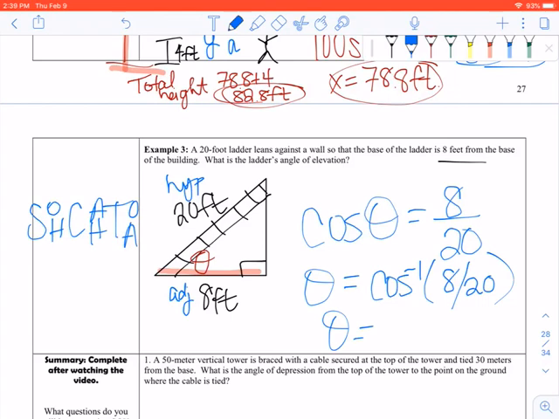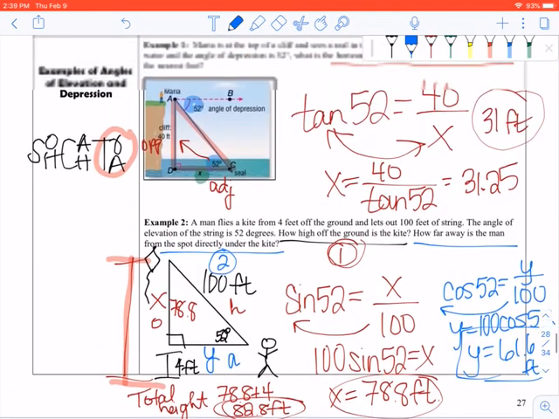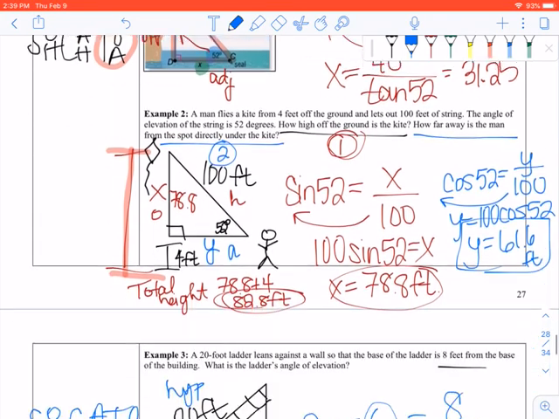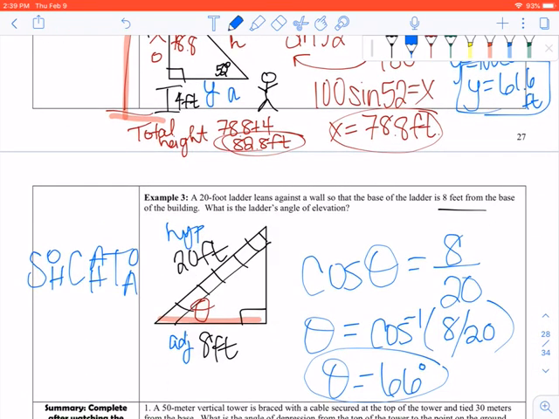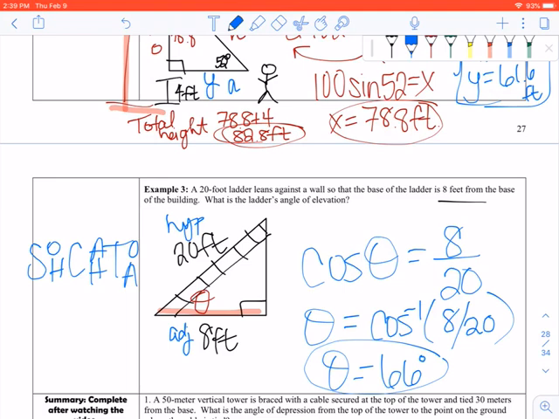I got about 66 degrees. Typically we round angles to the nearest whole number. This one didn't specify, so I'm going to do my angle to the nearest whole number. Okay, so with angle of elevation and depression, sometimes we're solving for lengths like we did in 1 and 2. Sometimes we're solving for an angle like we did in example 3. So the hardest part with these is setting up the picture. That's why I always set it up a similar way, so that my angle of elevation and depression, it's always with the horizontal line, no matter what. Okay?